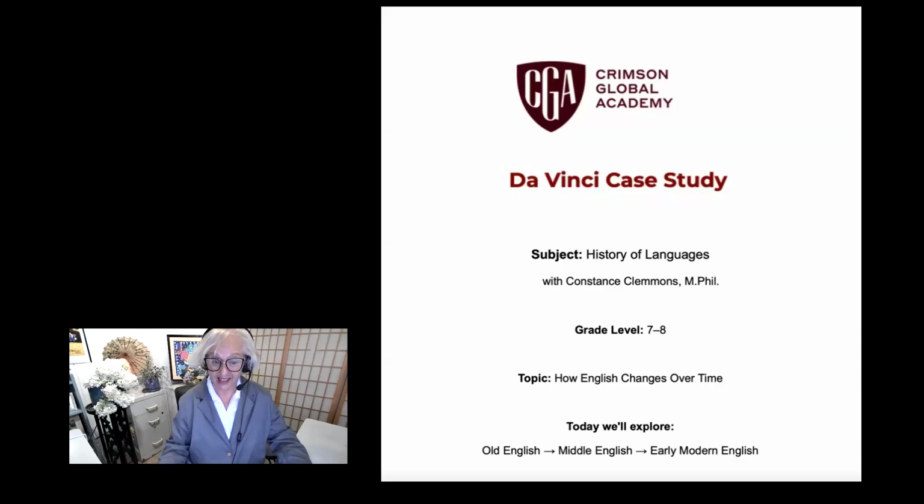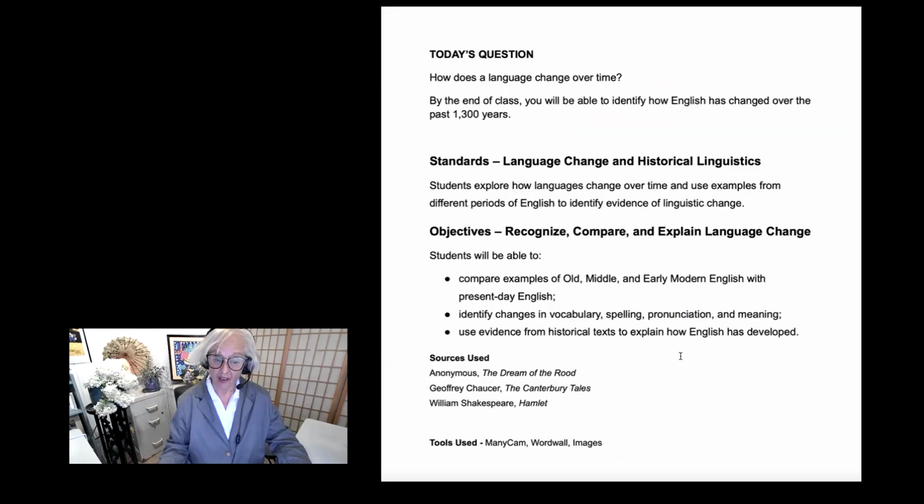Our topic today is how English changes over time. We will explore Old English, Middle English, and early modern English. And the changes we identify will include vocabulary, spelling, pronunciation, and meaning. We will use sources from these three time periods, and we will use ManyCam, Word Wall, and images as tools.